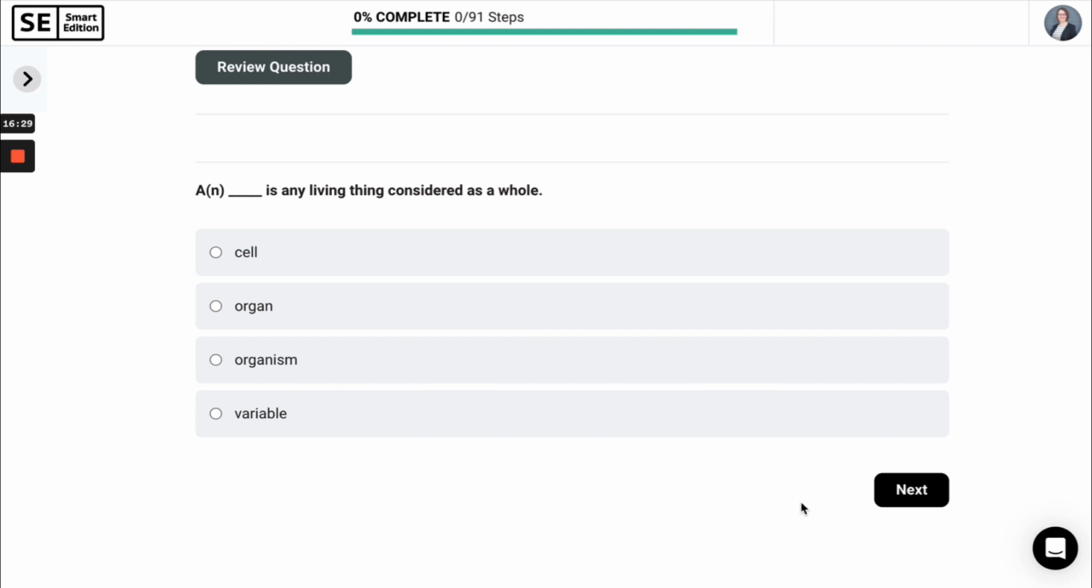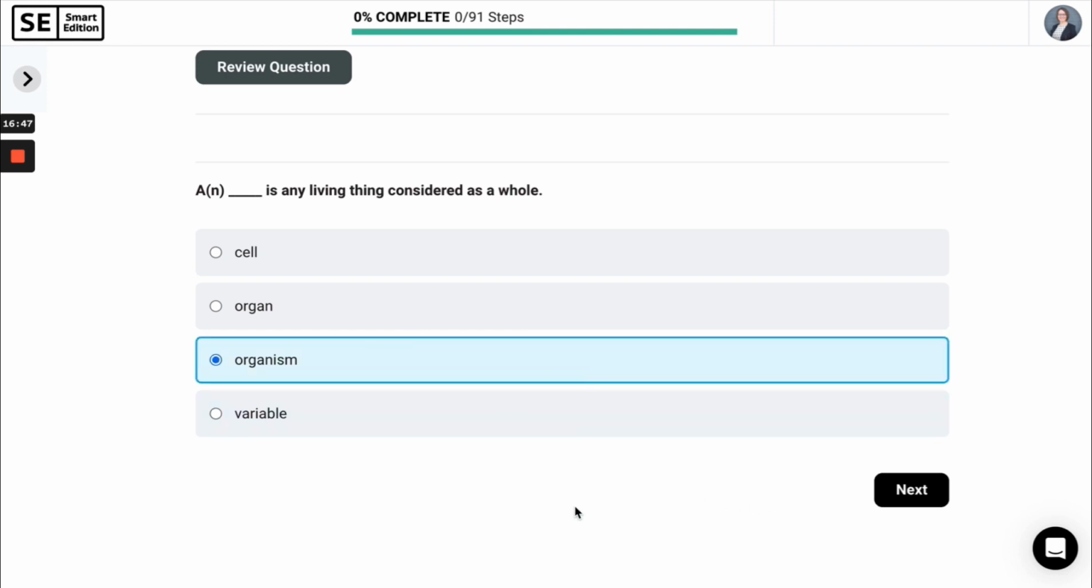An blank is any living thing considered as a whole. Is it a cell, an organ, an organism, or a variable? The correct answer here is an organism. So an organism is any living thing considered as a whole. Organisms can have anywhere from a single cell to trillions of cells, but they're a living thing.